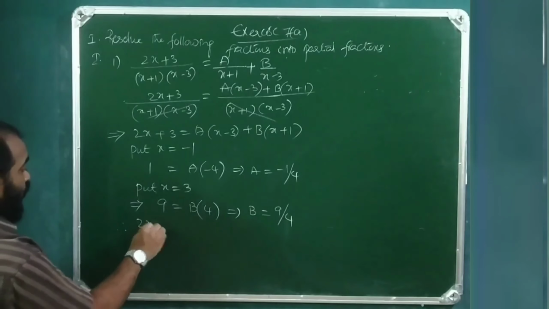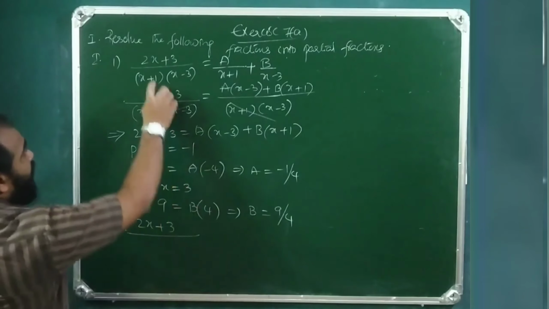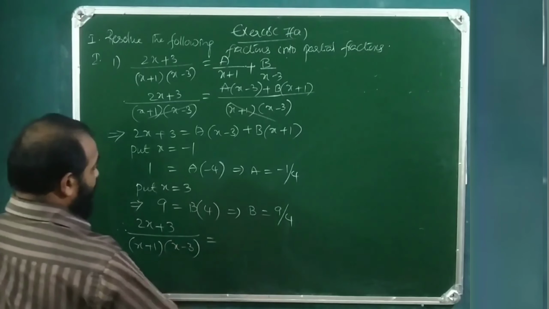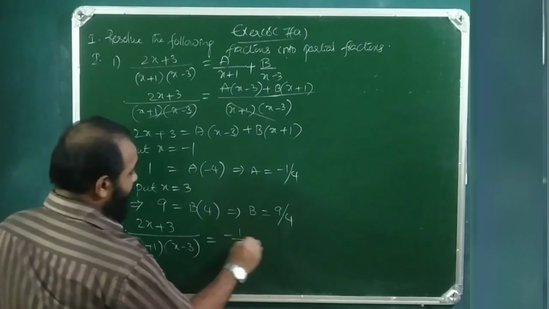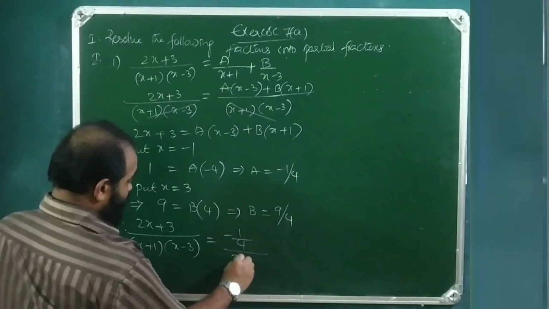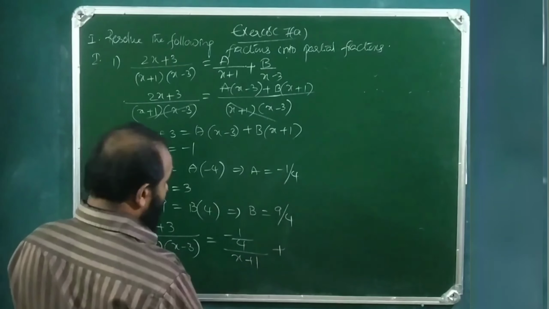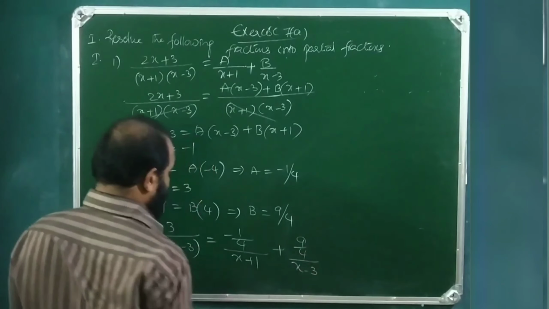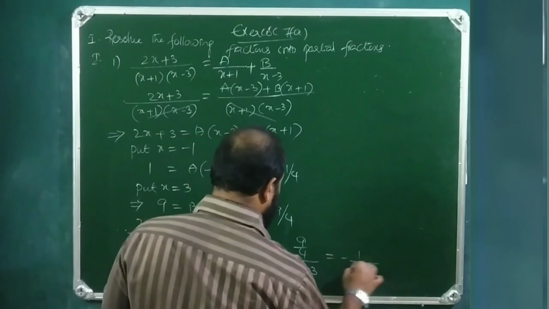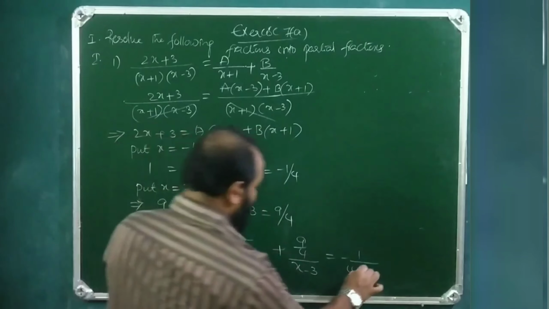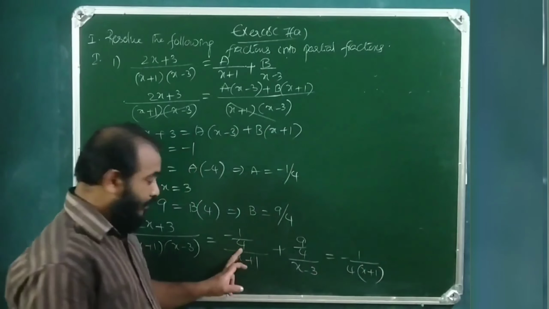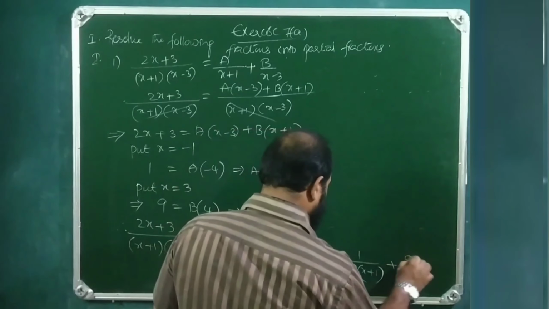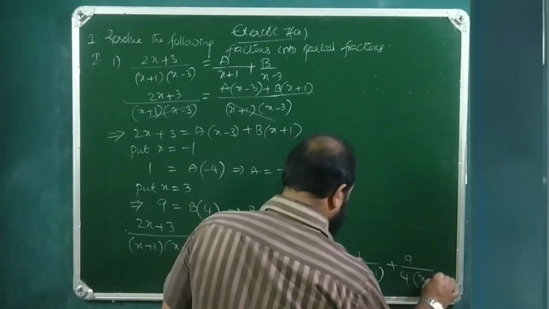Therefore 2x plus 3 by (x plus 1) into (x minus 3) equals A, which is minus 1 by 4, by x plus 1, plus B, which is 9 by 4, by x minus 3. Therefore the answer is minus 1 by 4 into (x plus 1) plus 9 by 4 into (x minus 3).